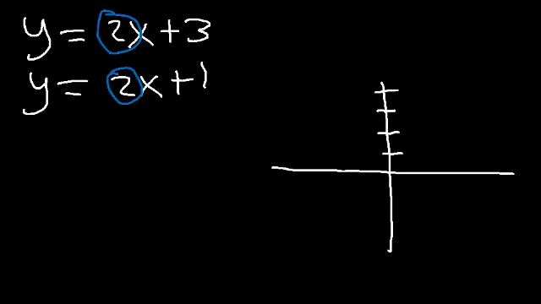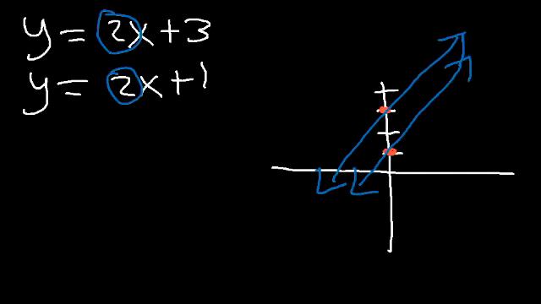If you plot the first equation, it has a y-intercept of 3 and it has a slope of 2. So I'm just going to draw a rough sketch. It's going to look something like that. The other line, the y-intercept is at 1, but it has the same slope, which means that it's going to be parallel to it. So these two lines will never intersect.